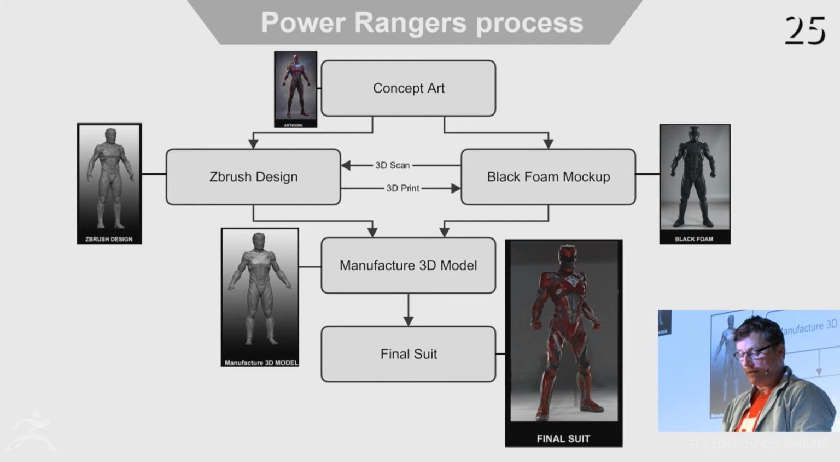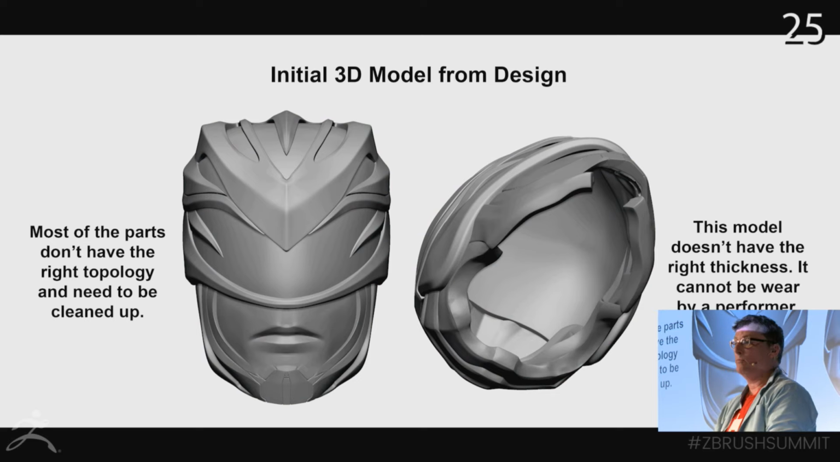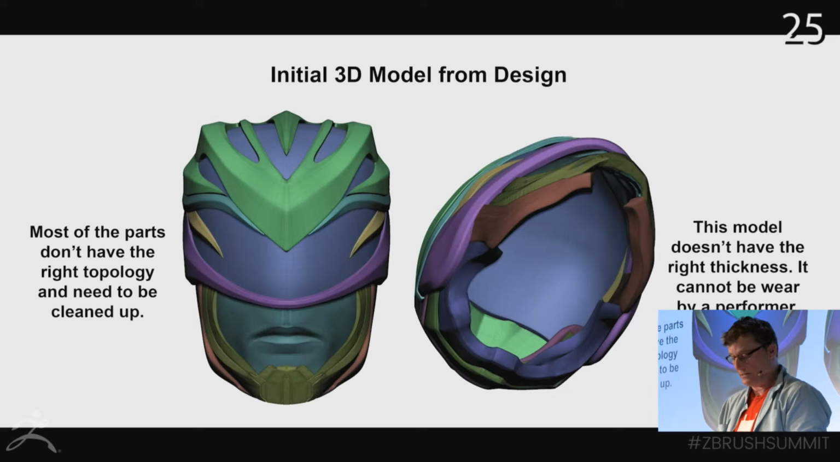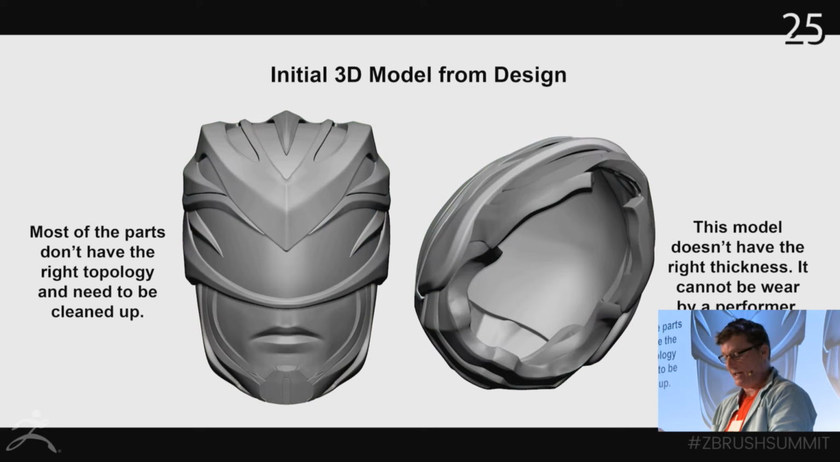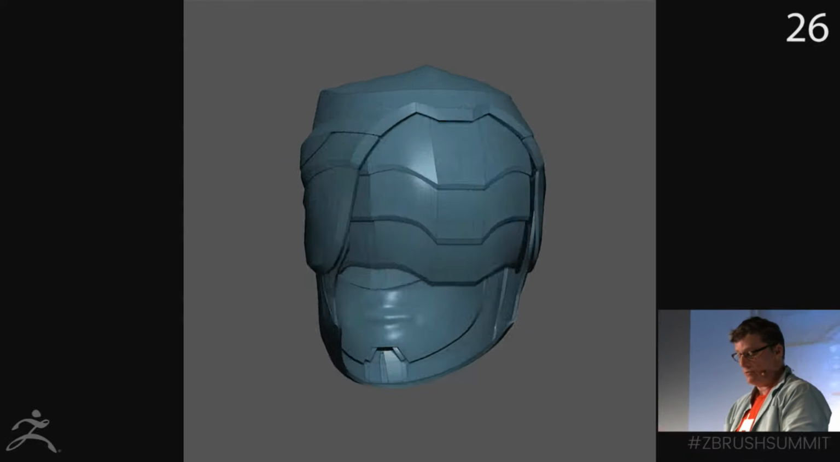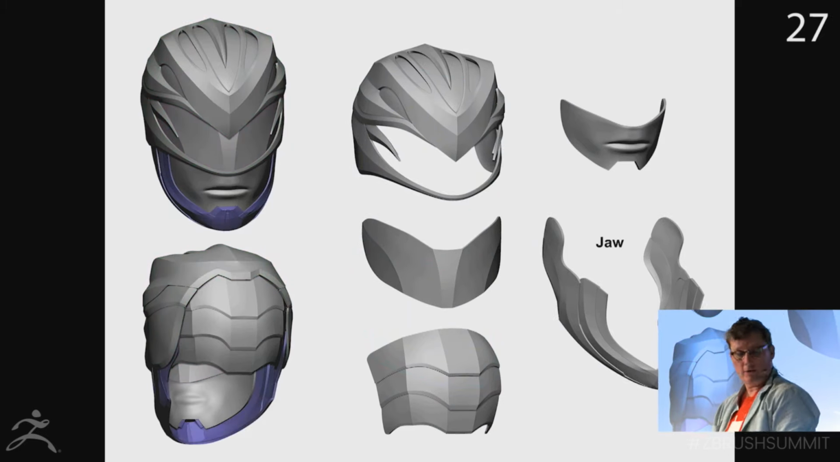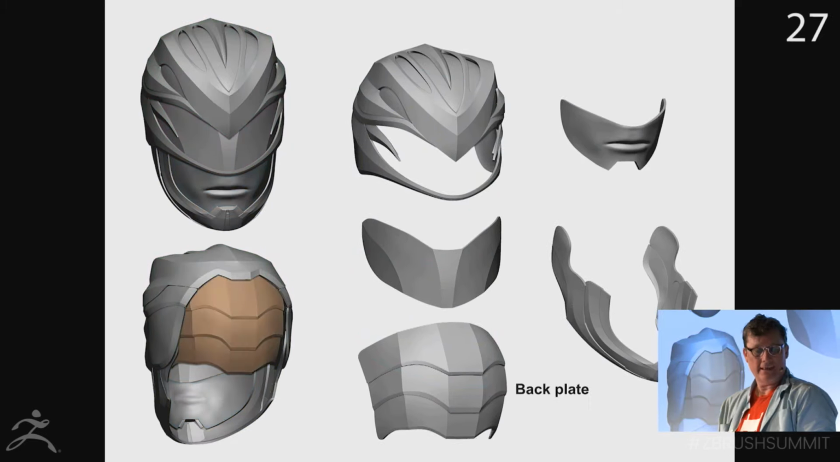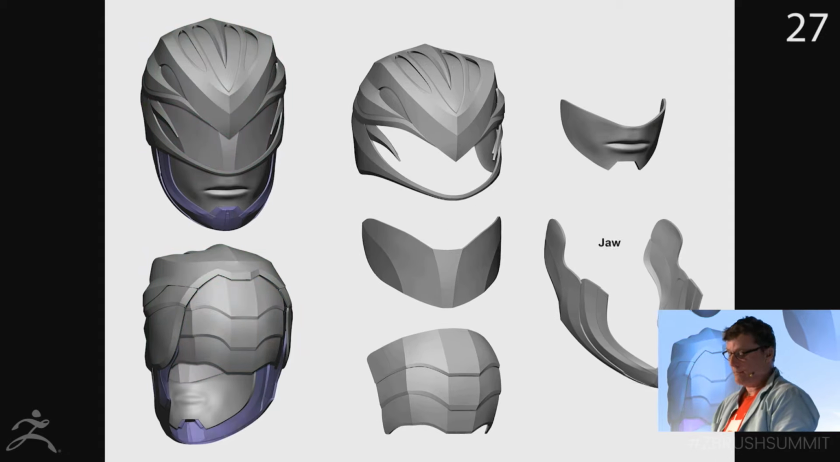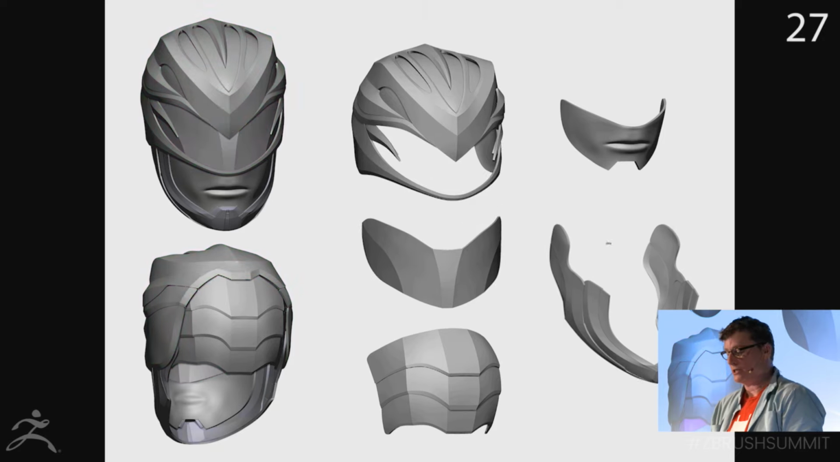Initially, our 3D department received loose ZBrush sketch models of the suits and helmets from our design department. These models didn't yet fit the actors' heads or bodies and didn't yet have the right thickness in the materials. So we cleaned up these design models using ZBrush's retopology tools and extruded it by 3 millimeters to give it the right thickness. For printing, molding, and casting purposes, the helmet was modeled separately in 5 sections.